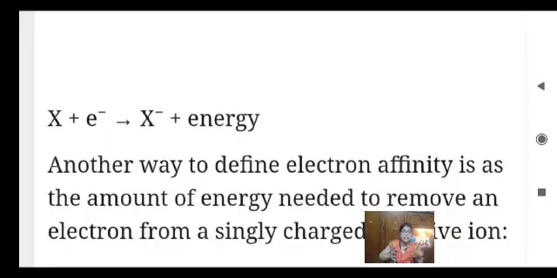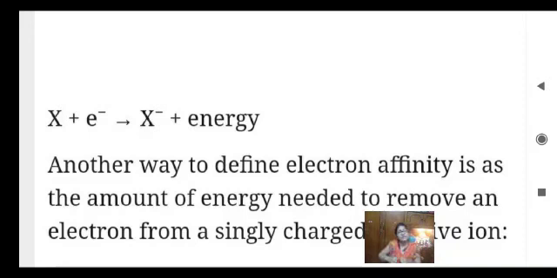Plus energy, that means energy is released. Plus energy is on the right hand side of the arrow. That means energy is released. So the formal representation of electron affinity is X, an isolated gaseous atom, plus e minus leading to X minus plus released energy.